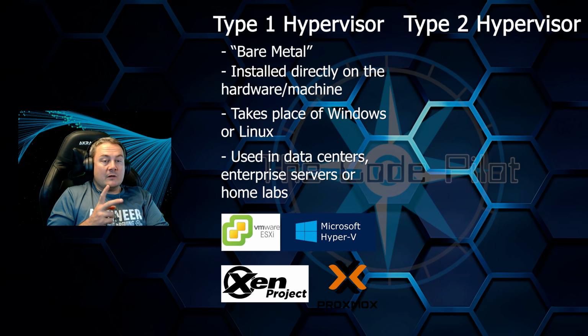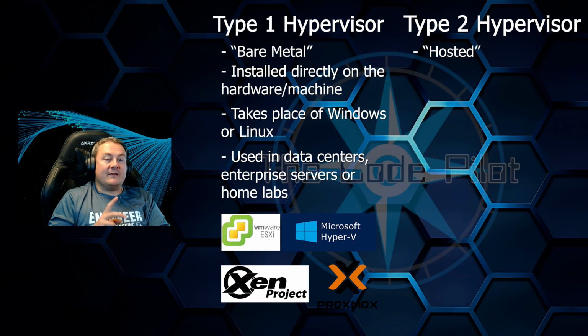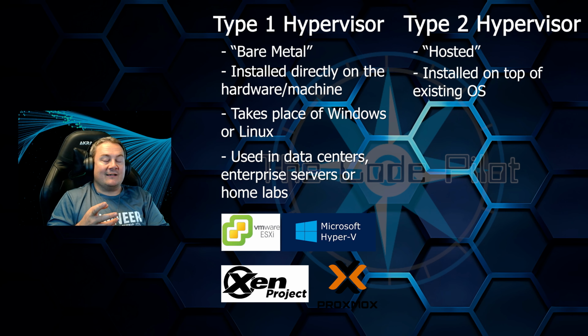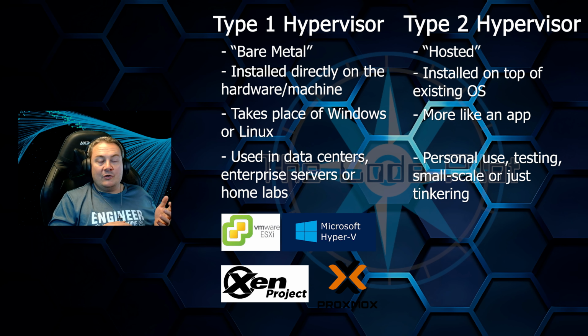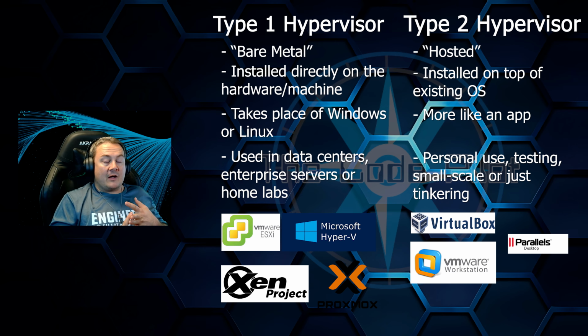Now Type 2 are hosted hypervisors. These are installed on top of an existing operating system, kind of like an app that you install, and then your virtual machines go in there. They're great for personal use, testing, small-scale projects, or just tinkering. Popular examples of Type 2 hosted hypervisors include VirtualBox, VMware Workstation, and Parallels Desktop if you're running macOS.